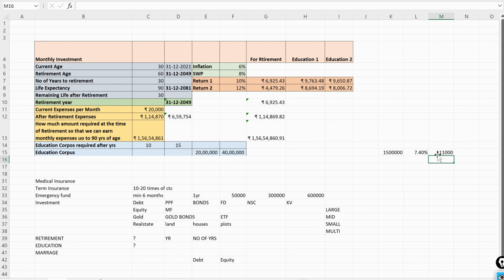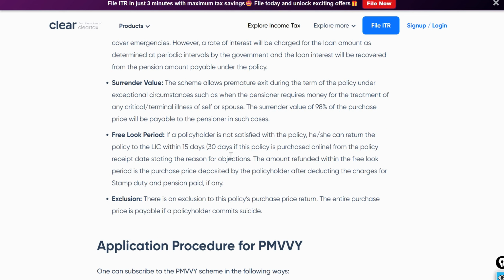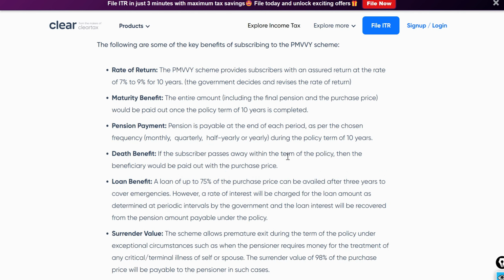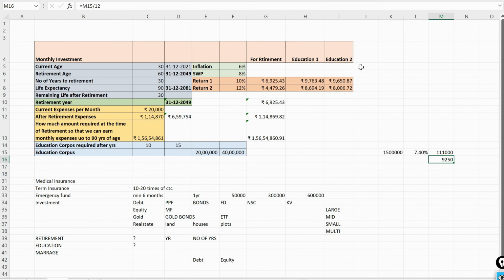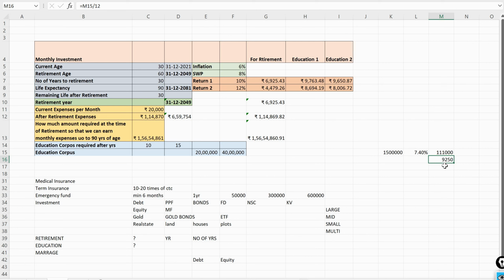That is 1,11,000 per year. If we divide it monthly, that will come to near about 9,250. Okay, it may differ by some rupees, but it will come to just 9,250 monthly. This means this will be an assured pension for us for the next 10 years. So we can deposit here up to 15 lakh.